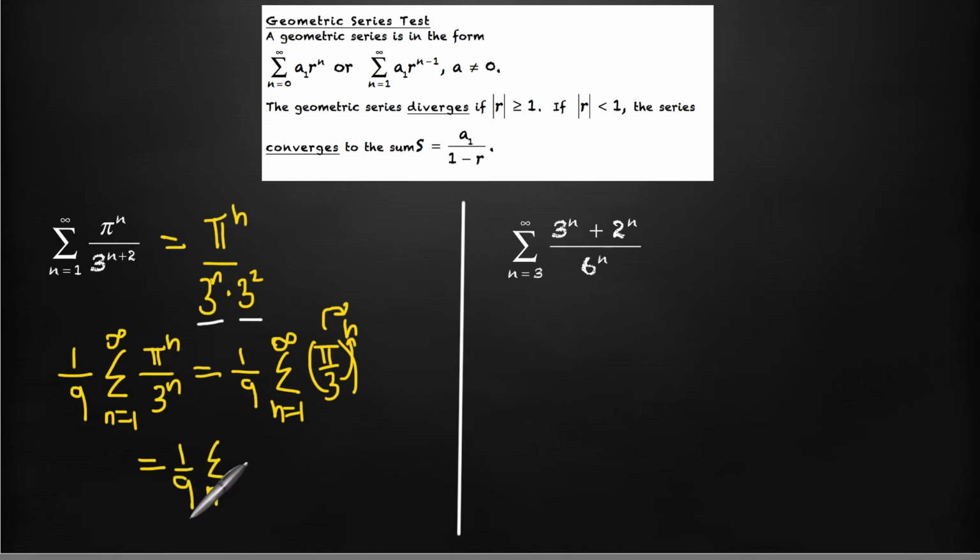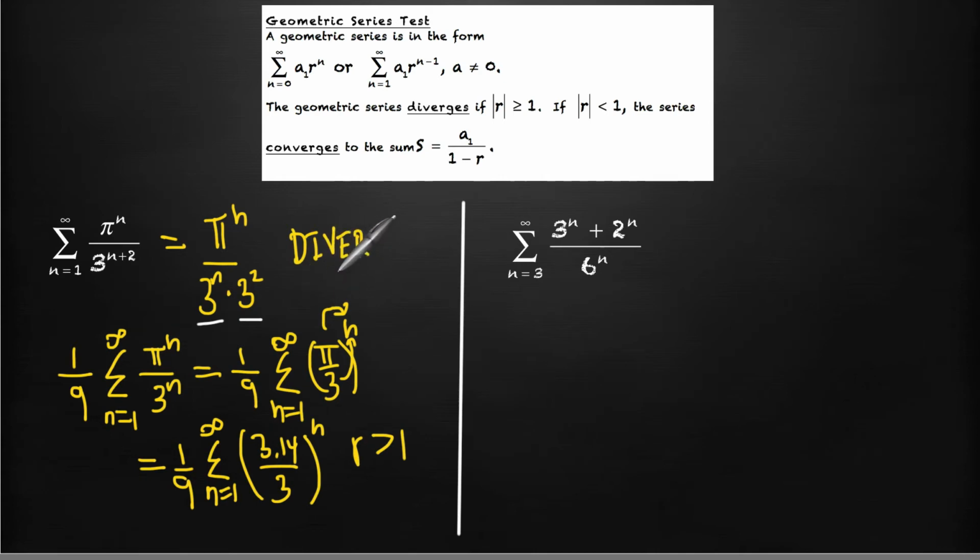Now we're going to write this as 1/9 summation n equals 1 to infinity, and we're going to write this as 3.14 over 3, because then maybe it'll be a little bit more obvious what our r is. Well, 3.14 over 3 is clearly a number that's bigger than 1. So our r is bigger than 1. That means automatically that this geometric series is going to diverge. All right, let's move on to the next example.